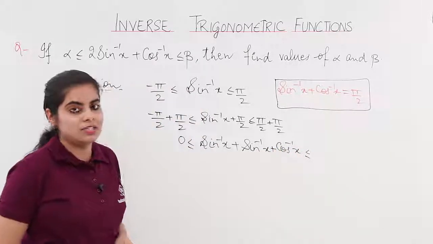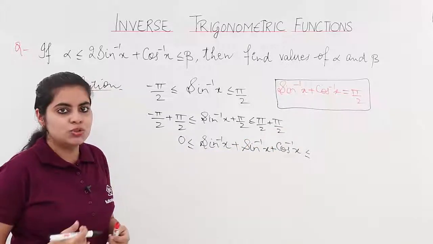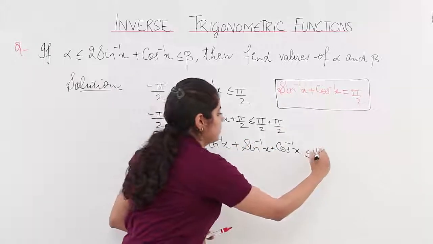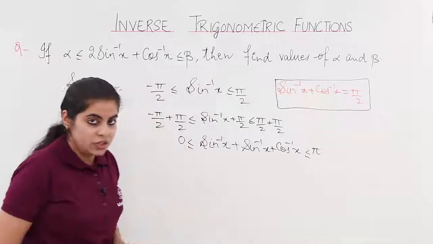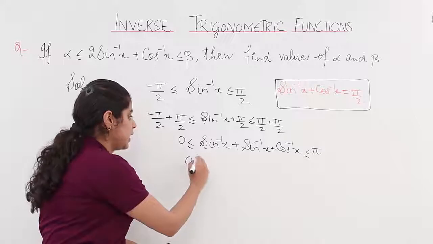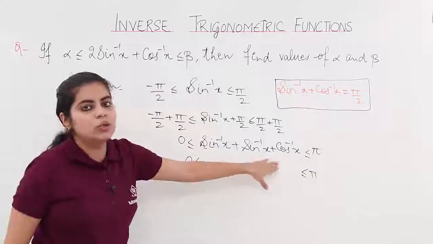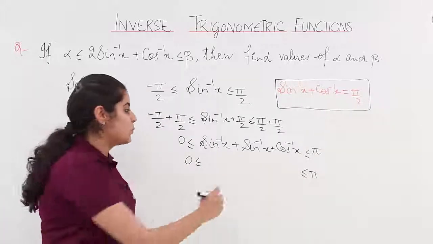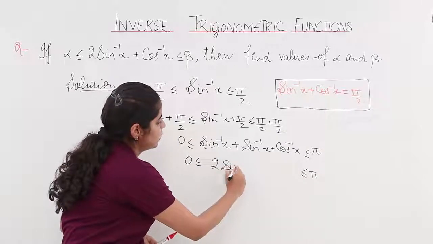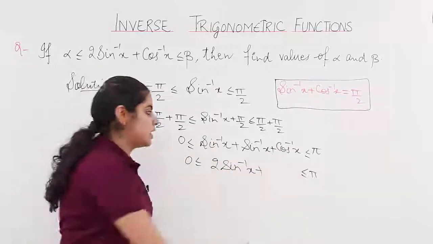Less than or equal to as it is. What is pi/2 plus pi/2? It is basically 2 pi/2. 2 and 2 cancel, so it is only pi. Now 0 to pi is the range that we are getting. Again, I would be writing 0 to pi. And inside what happens? Sin inverse x plus sin inverse x becomes 2 sin inverse x and the cos inverse x comes out as it is.